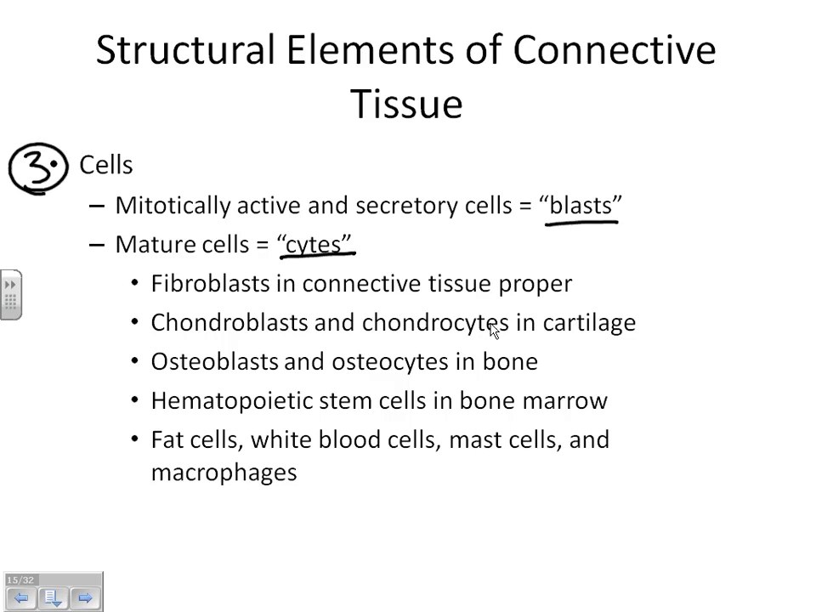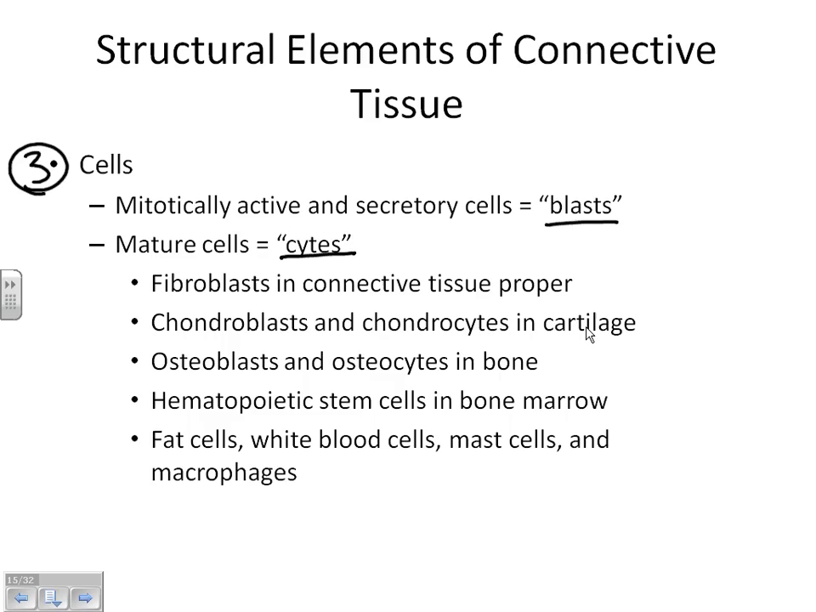If it's connective tissue proper, it's a fibroblast. If it's cartilage, we use chondro, so it's a chondroblast, chondrocyte. If it's in bone, it's an osteoblast, osteocyte. Okay?